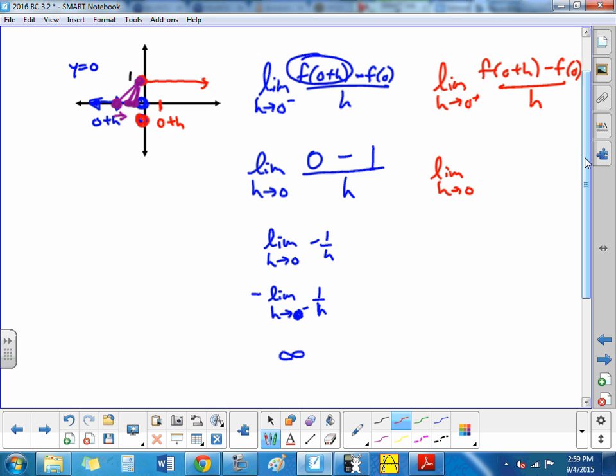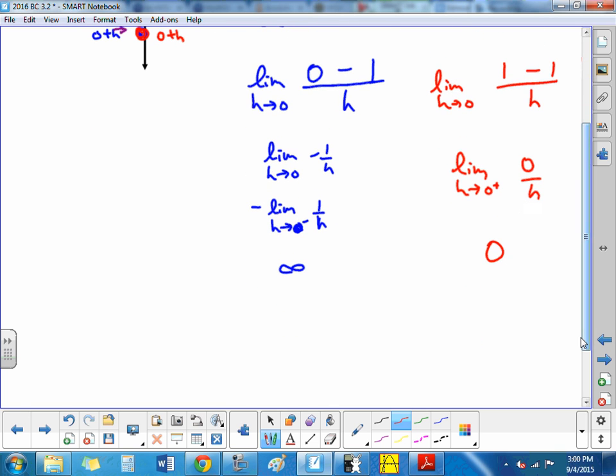Okay, so we'll use the first piece, which has a y coordinate 1, minus f of 0. F of 0 is 1, as defined, over h. And this gives us the limit, I guess, of 0 over h. This is just 0. And infinity, last I checked, does not equal 0. Right? Okay, so this proves that these are not the same. All right, now let's go on to our next slide.